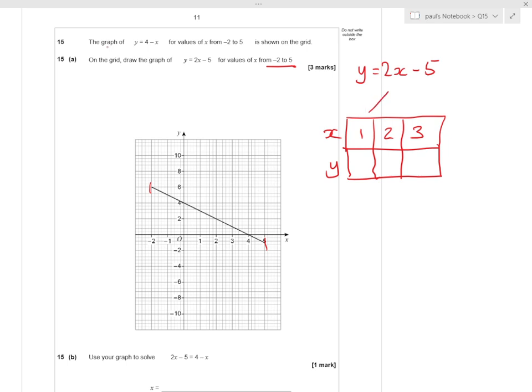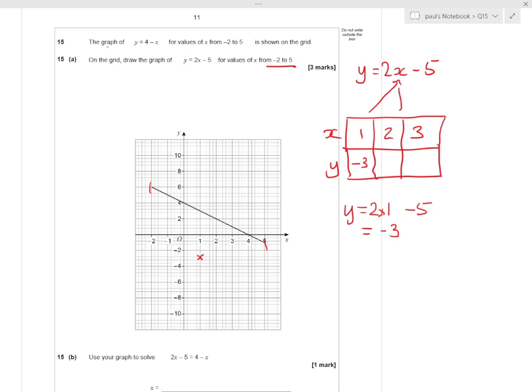So the first one we're going to look at is to put the value 1 into this. So this will be y equals 2 times 1 minus 5. So 2 times 1 is 2, 2 minus 5 is -3. So when x is 1, y is -3. So I'm going to plot that there, 1, -3. And look what they've done here. Look, 1, 2, 3, 4, and they've gone 2, 4, 6, 8. So they mix up the scale, so you're not just counting the big squares.